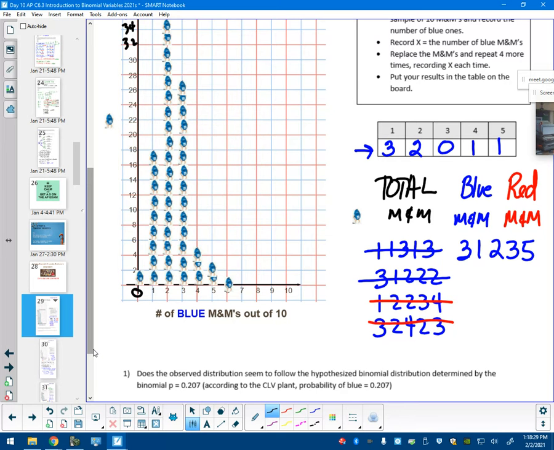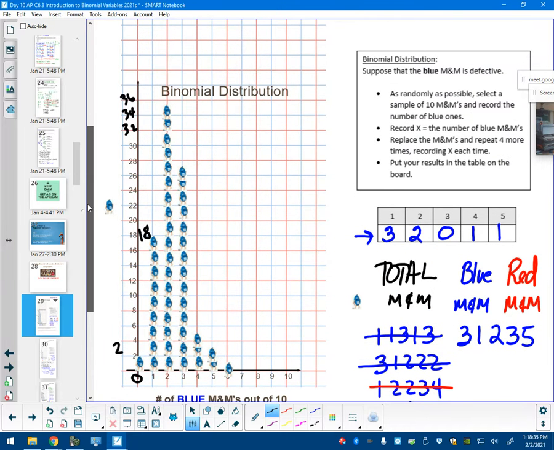The 1's go up to 18. The 2's go all the way up to 35. The 3's go up to 27. The 4's go up to 5. The 5's go up to 3. And the 6's go up to 1.